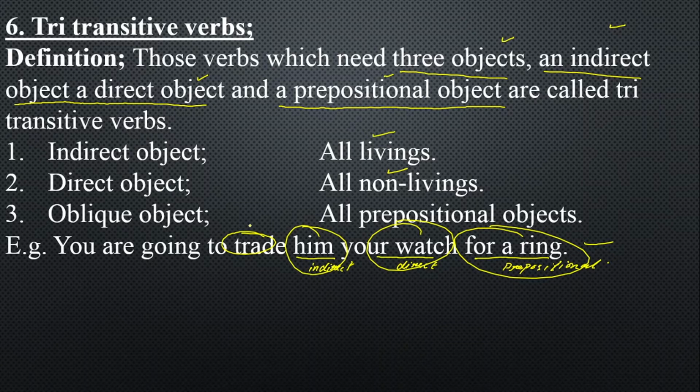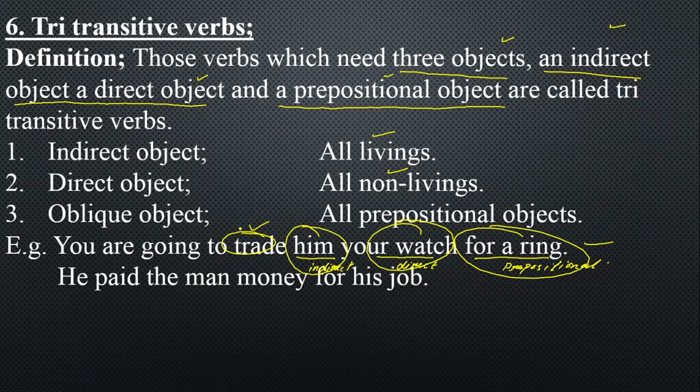Here your verb trade is a verb which is followed by three objects. Number one, him. Number two, your watch. And third, a ring. Next example: he paid the man money for his job. He paid the man. Man is your indirect object, money is your direct object. For his job, it is your oblique object or a prepositional object.